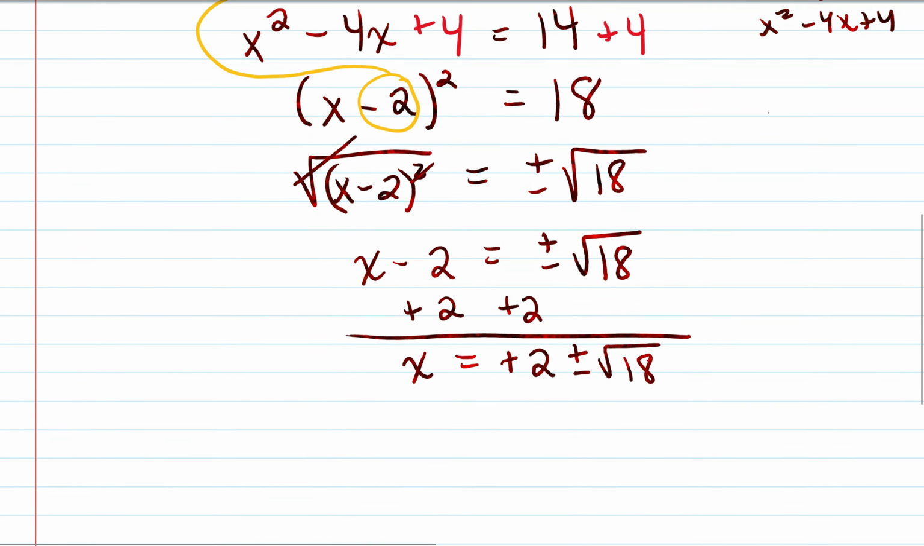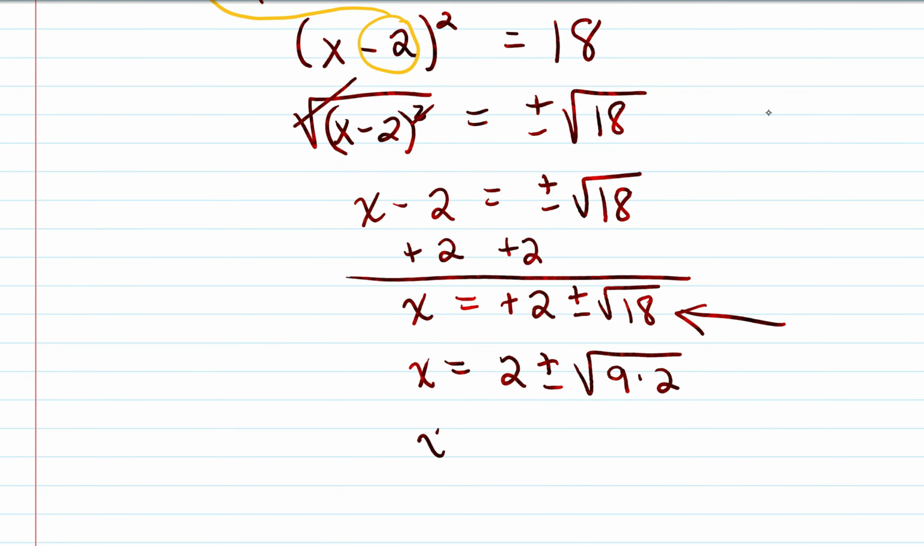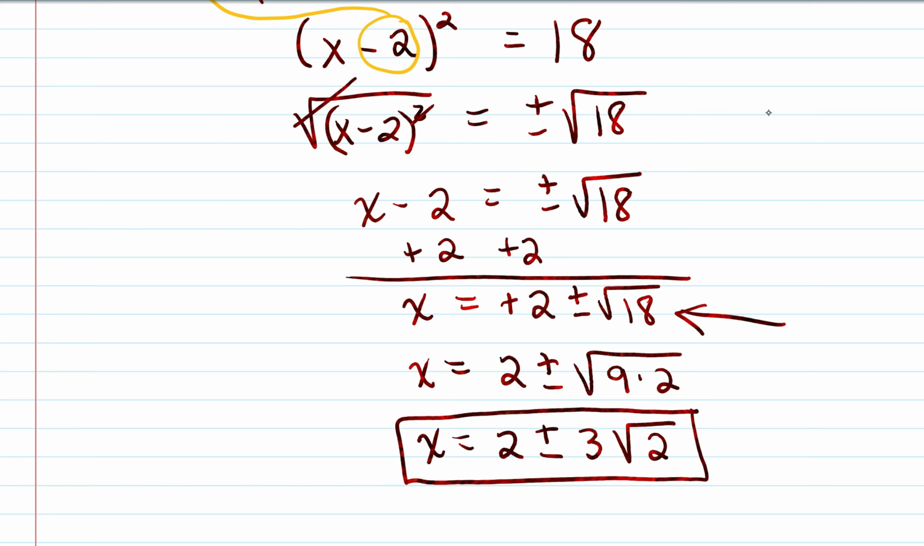And then you always want to do what? Simplify radicals, right? So x equals 2 ±, and you have to say to yourself, what's the largest perfect square that goes into 18 evenly? Well, the largest one would be a 9 that goes into 18 twice. So x equals 2 ±. Square root of 9 is 3, so that comes out. That 2 stays under. And now you have your answer. x equals 2 ± 3 times the square root of 2.